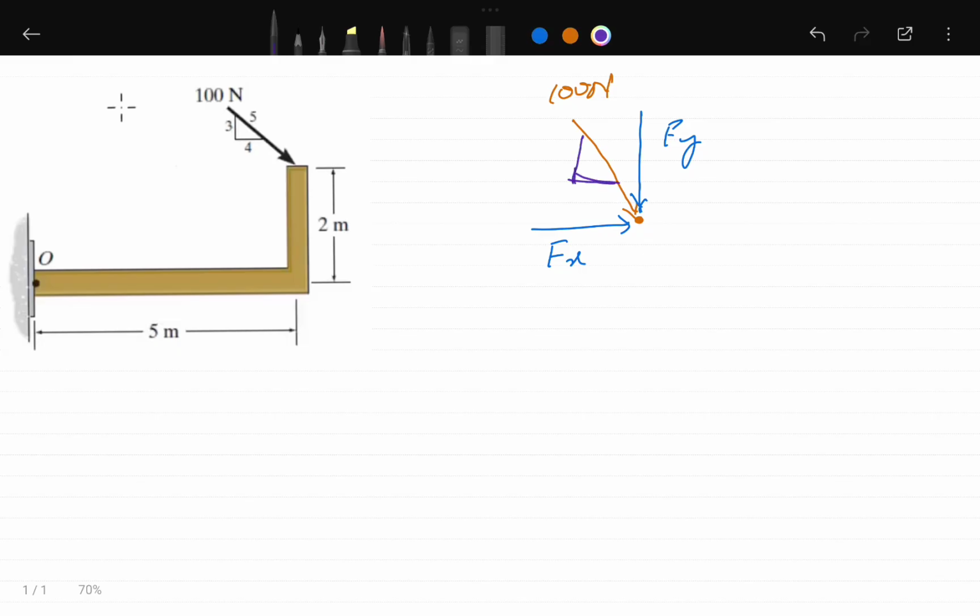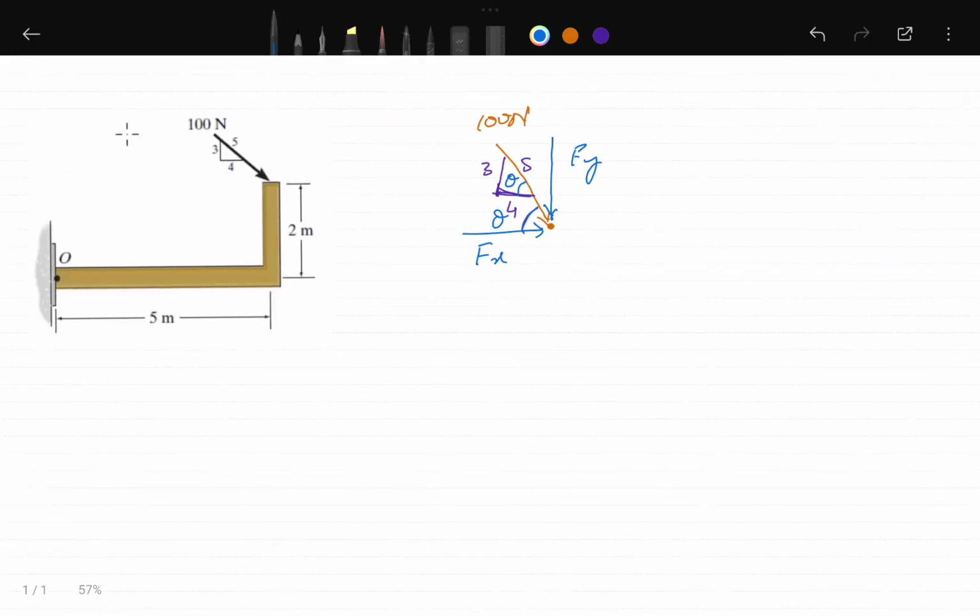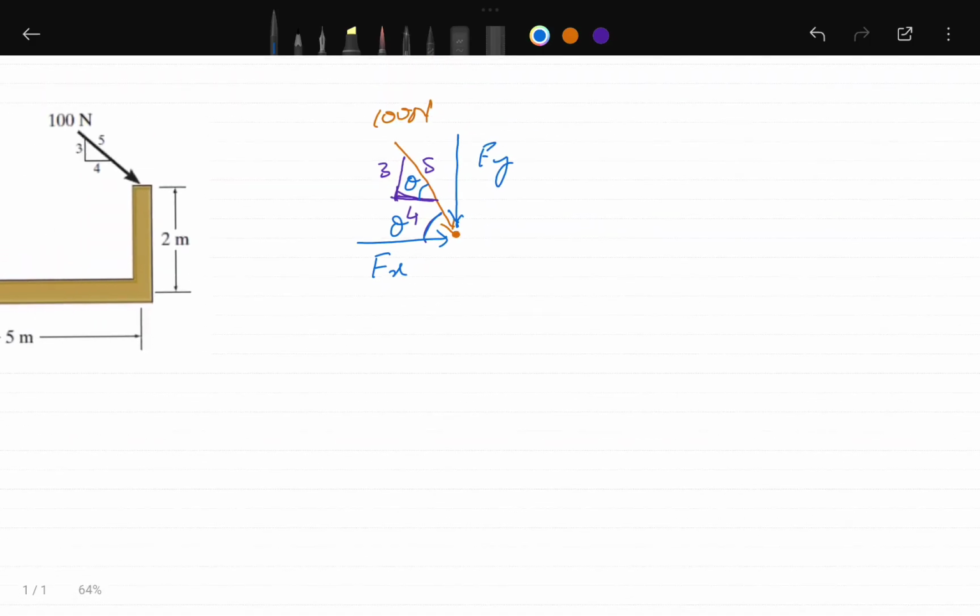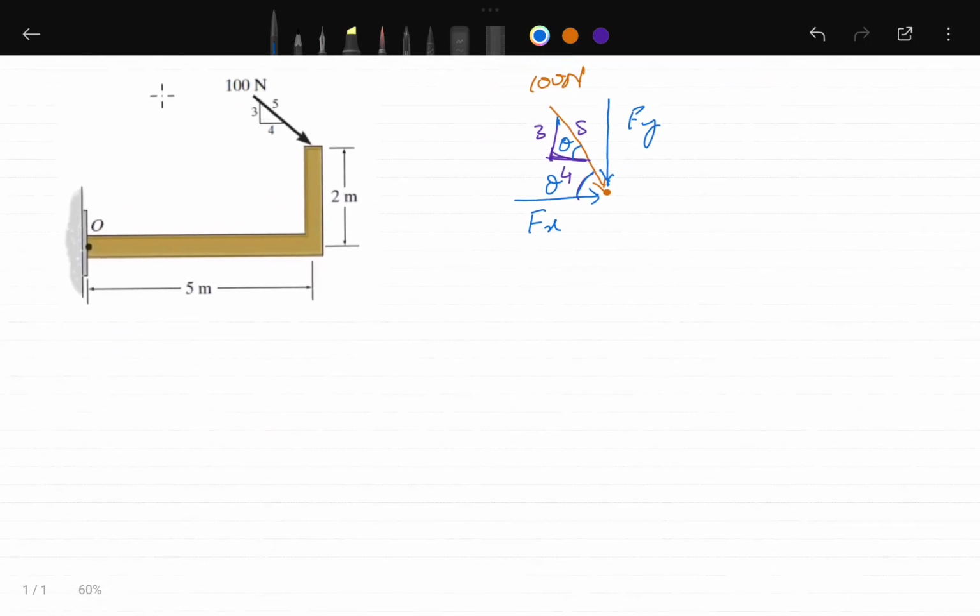What we know is we have a triangle here, where the base is 4, the perpendicular is 3, and the hypotenuse is 5. Now we do not know this angle, but it will be equal to this angle, and this theta will be equal to this theta. We have already discussed that in the previous lecture, where we were trying to get force into components. So if you don't understand this step, just go back and watch that. It will be much clearer.